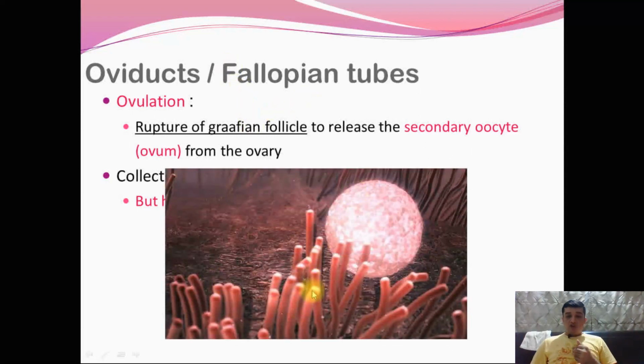This is a screenshot that I have taken from an animation, right, where the movement of the egg in a fallopian tube is being shown. You can just see that these are the cilia, right, and that helps in the movement of this large structure. I hope it is now very clear to you.